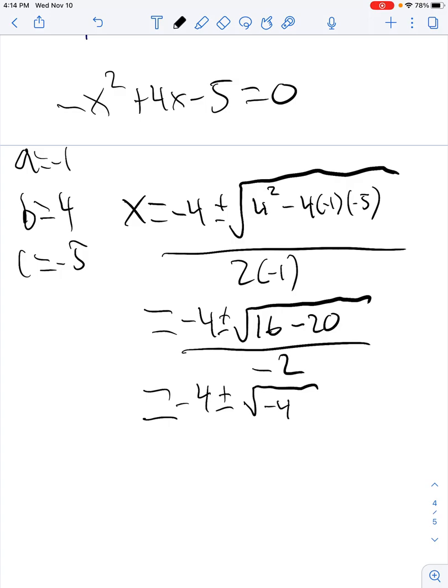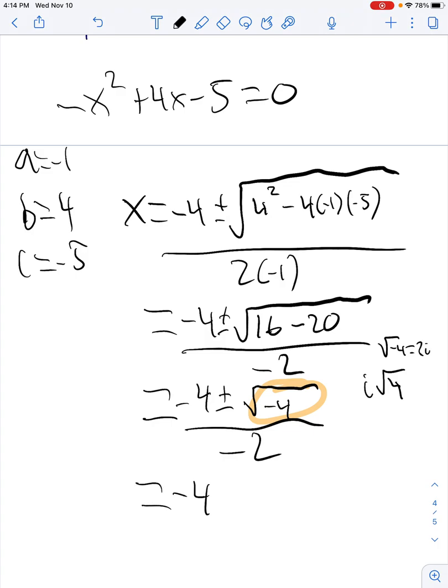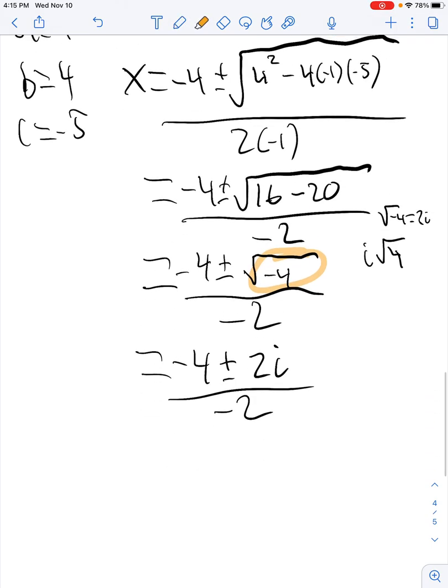So these do take a little bit of work, right? They do take a little bit of time, but you're really going to want to show your work, or I can almost guarantee that you'll make a silly mistake. Now this is where, hey, I've got that negative 4, so I can move that negative out of the way by using the imaginary number. And then the square root of 4 is 2. So the square root of negative 4 equals 2i. So negative 4 plus or minus 2i all over negative 2.